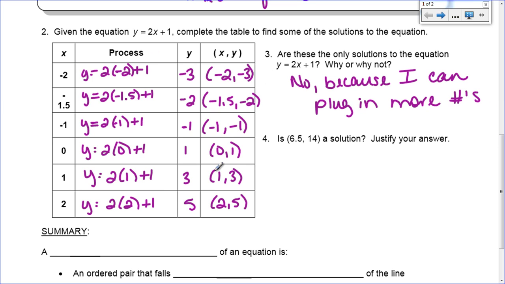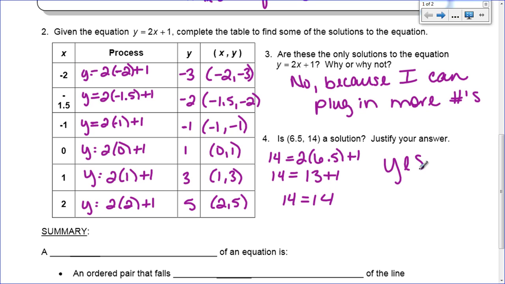So number 4 asks if 6.5 and 14 is a solution. Well, we're going to check. We're going to plug it in. Y is 14. X is going to be 6.5. And so we're just going to do the math. Well, 2 times 6.5 is 13, and 13 plus 1, last time I checked, was 14. So I get 14 equals 14. So yes, it is a solution because it makes this true. The justify your answer part is all that work we just did.